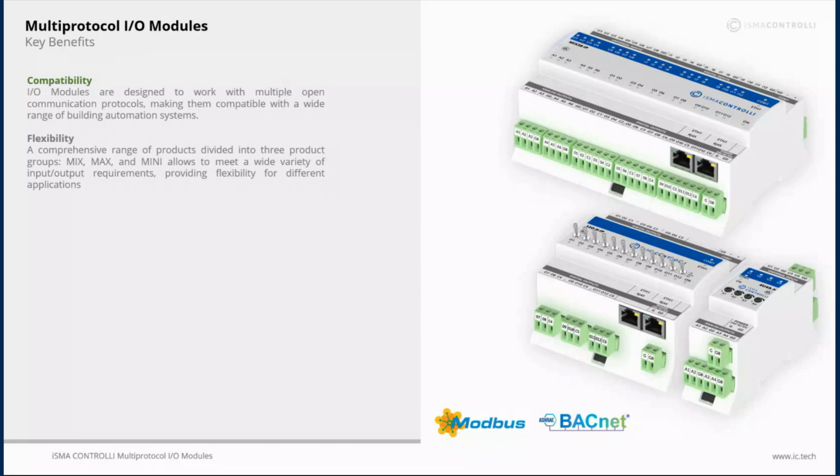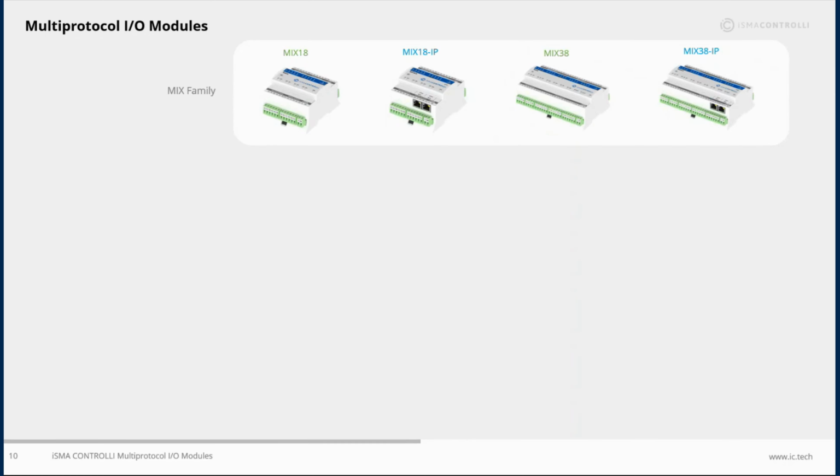What's next? We have the flexibility of our products. Let's define the product groups in our portfolio. We have the Mix family that includes 4 products, Mix 18 and Mix 38 in both IP and RS485 version. If you look through our portfolio of multi-protocol I/O modules, you will see that all the products have a version of each module in IP and RS485 version. So integration can be enabled over the Ethernet or over the serial bus with any of those modules.